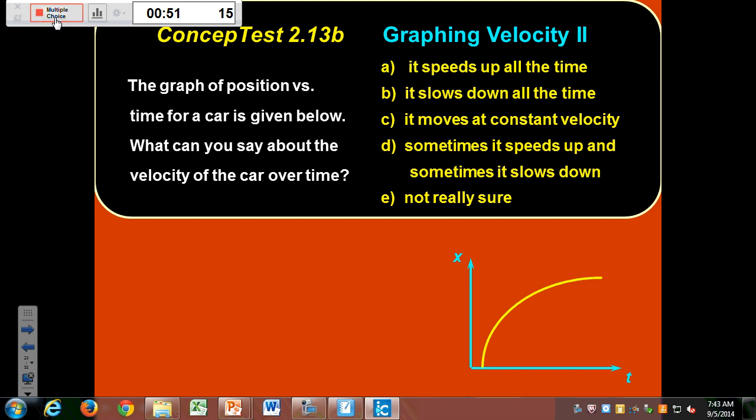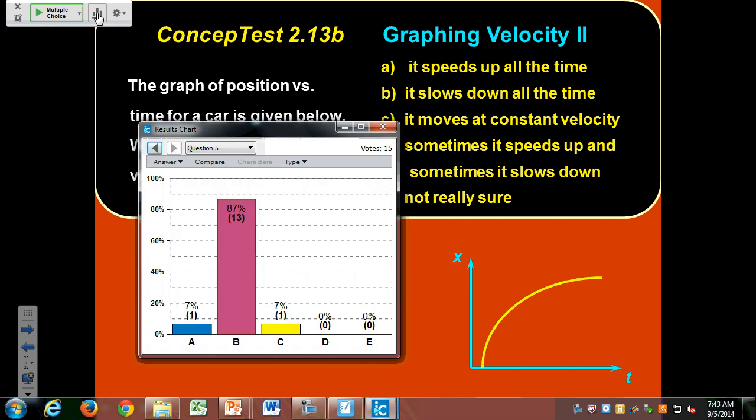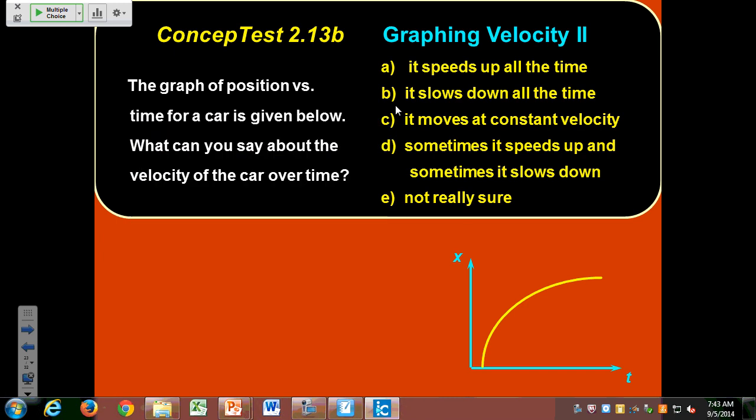All right, just a few more seconds. I'll stop at 55. Okay, that's a lot better. So it is B. Right answer is B. It slows down all the time. So here I have a big slope, and here I have a small slope. Is it positive or negative? All right, it's slope, positive slope.